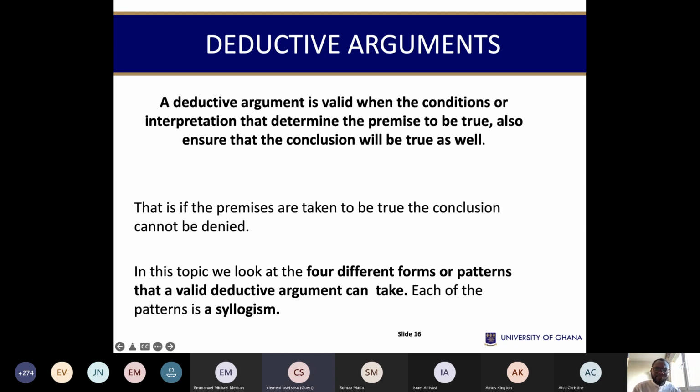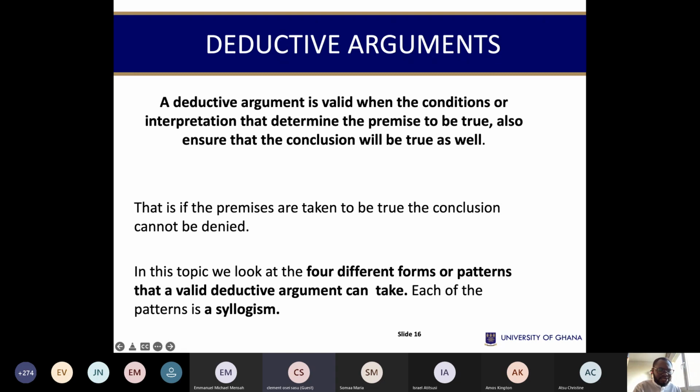So, with a deductive argument, we are saying when the premise is taken to be true, is assumed to be true, then the condition that must also ensure the conclusion to be true will meet that, and the conclusion will be true as well.